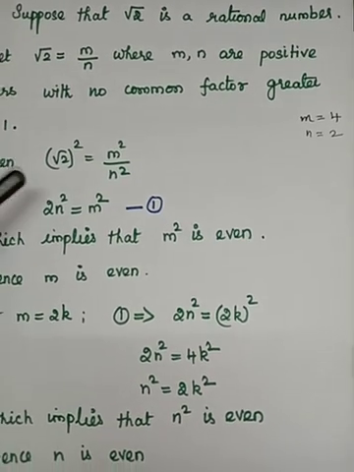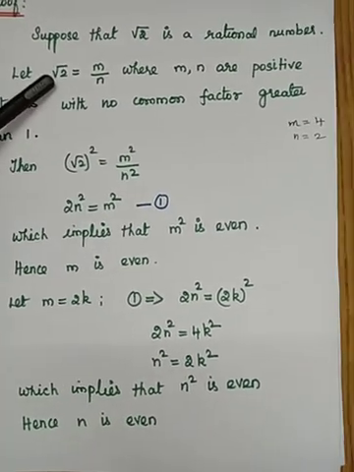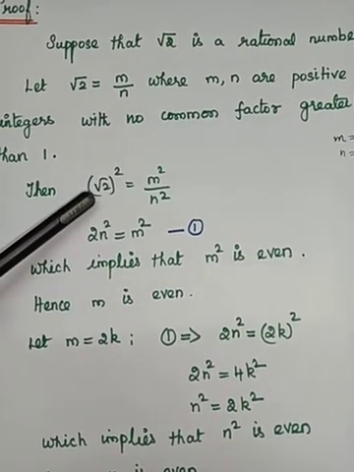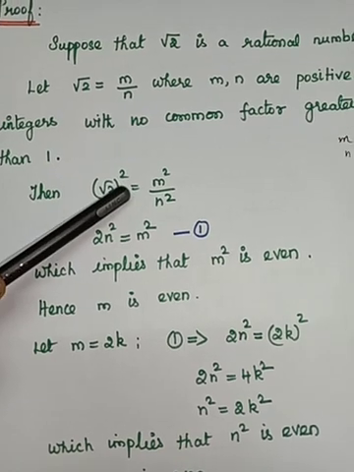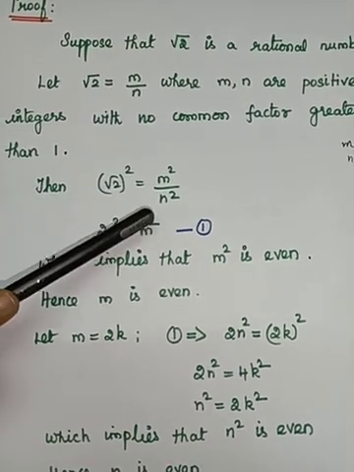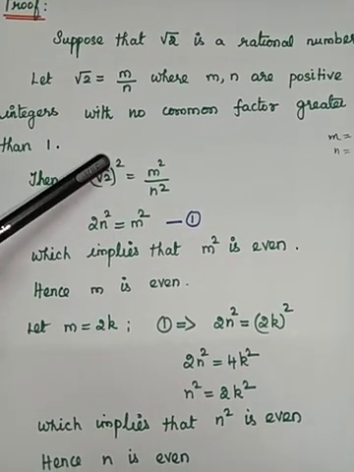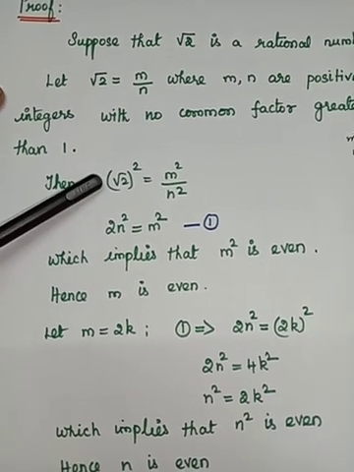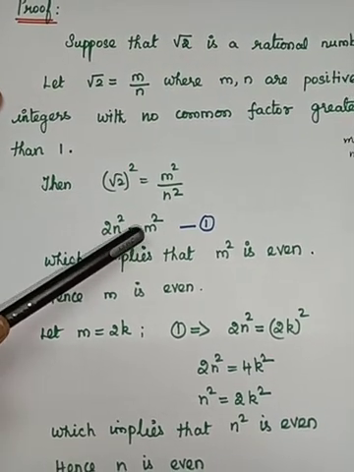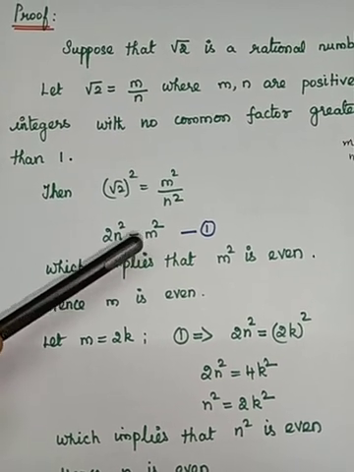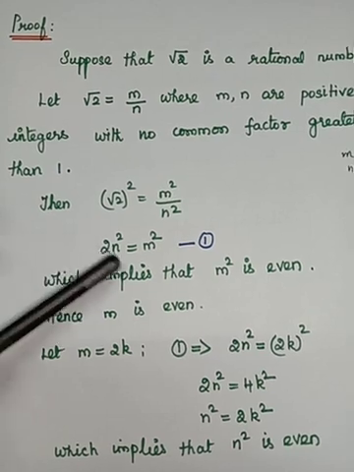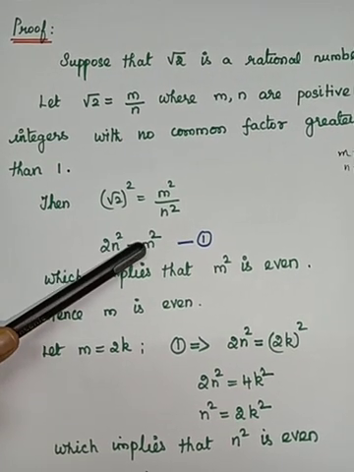Okay, so consider root 2 is equal to m by n. Squaring on both sides, root 2 the whole squared is equal to m squared by n squared. Root 2 the whole squared is 2. So the denominator n squared, when you take it to the left side, gives 2n squared is equal to m squared. From this we conclude that m squared is even.